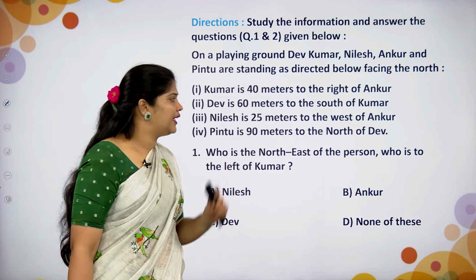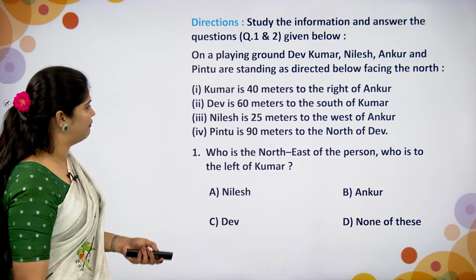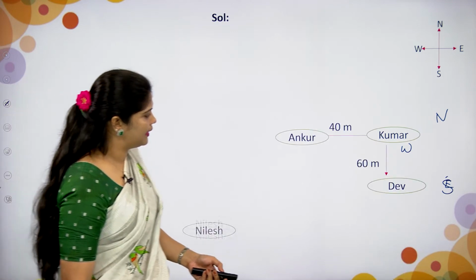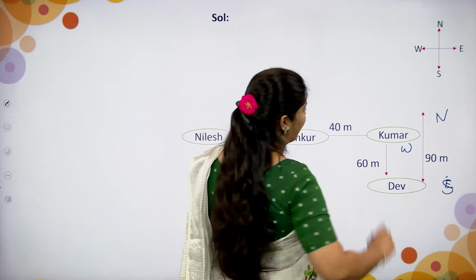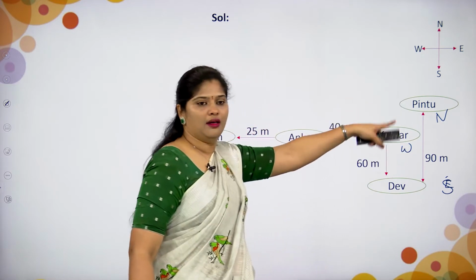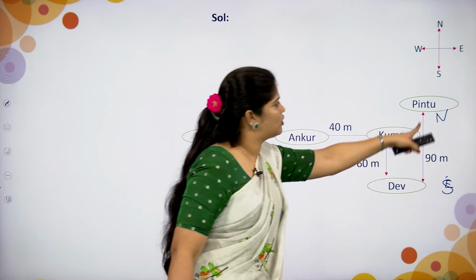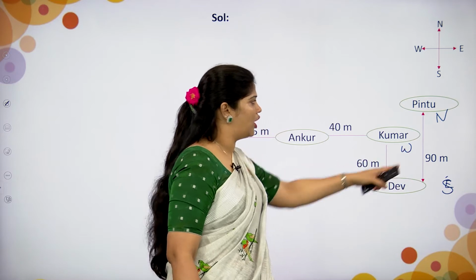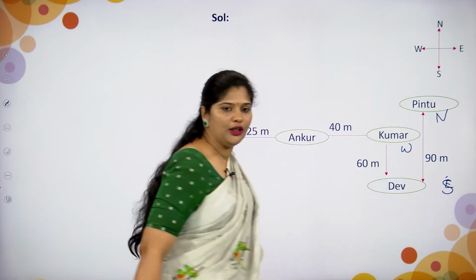Pintu is 90 meters to the north of Dev. Dev is here. So, 90 meters north of Dev. So, Pintu is 90 meters north. This is the north side. So, Pintu is here.